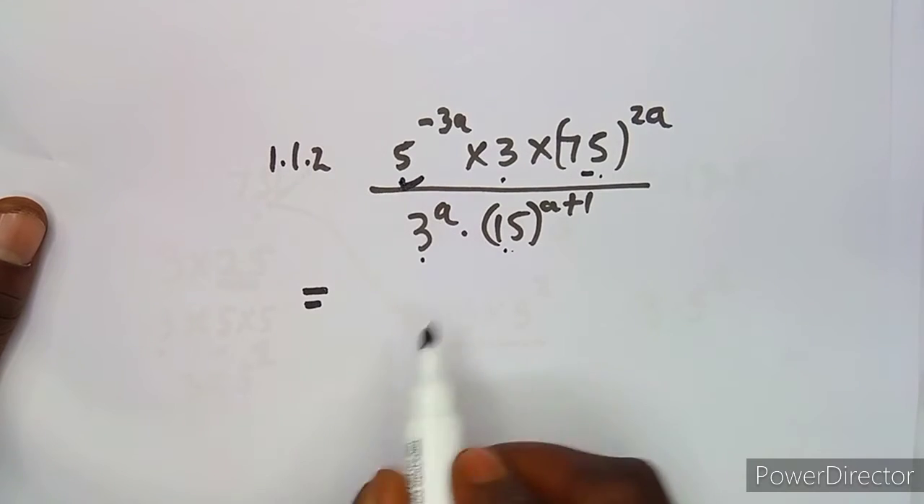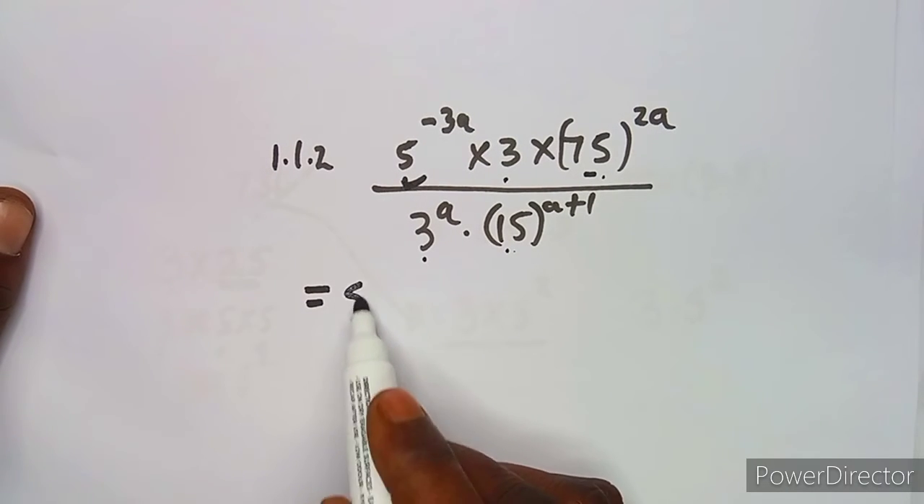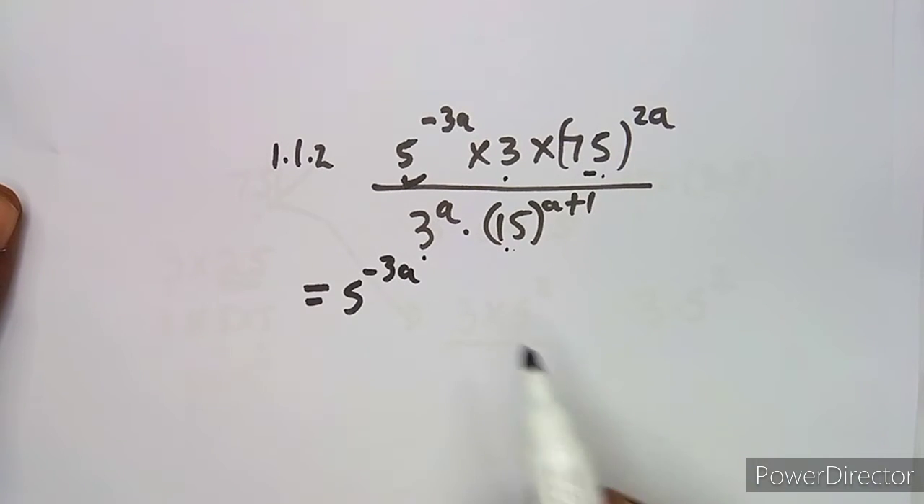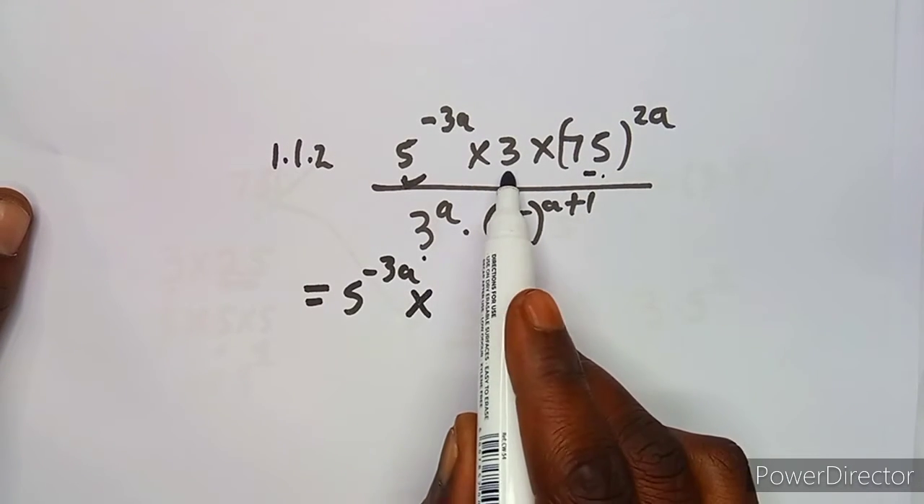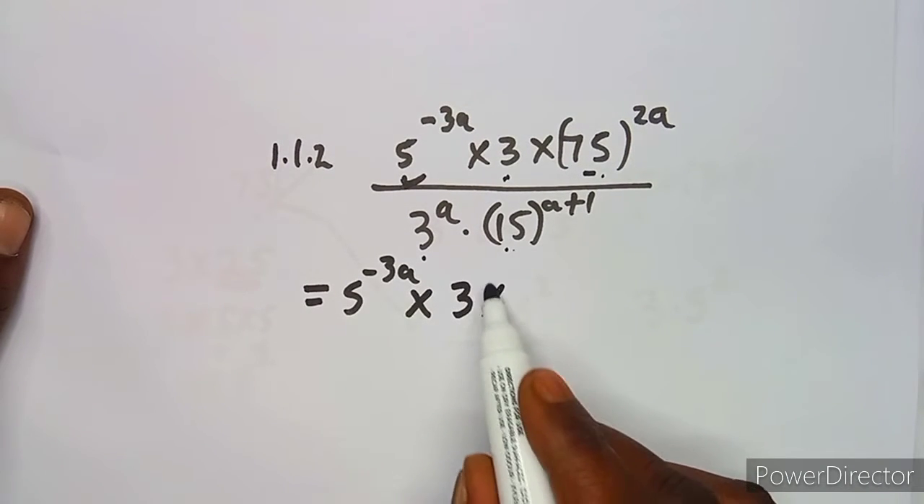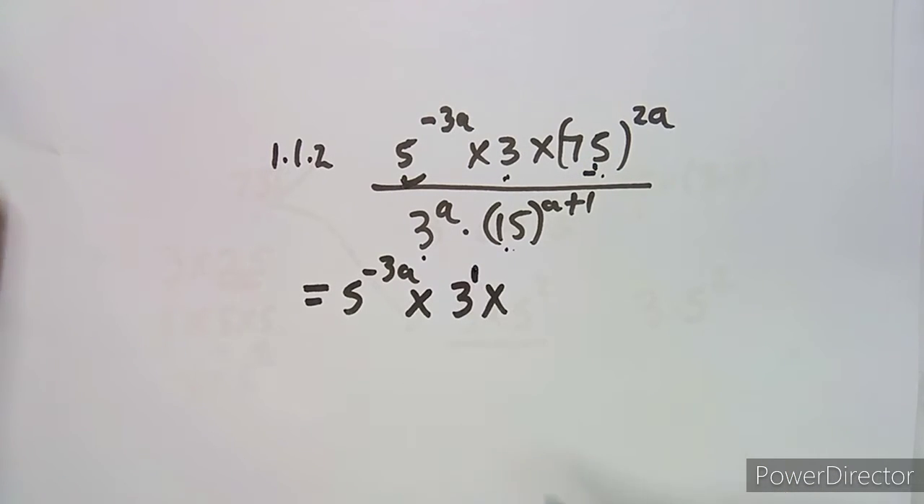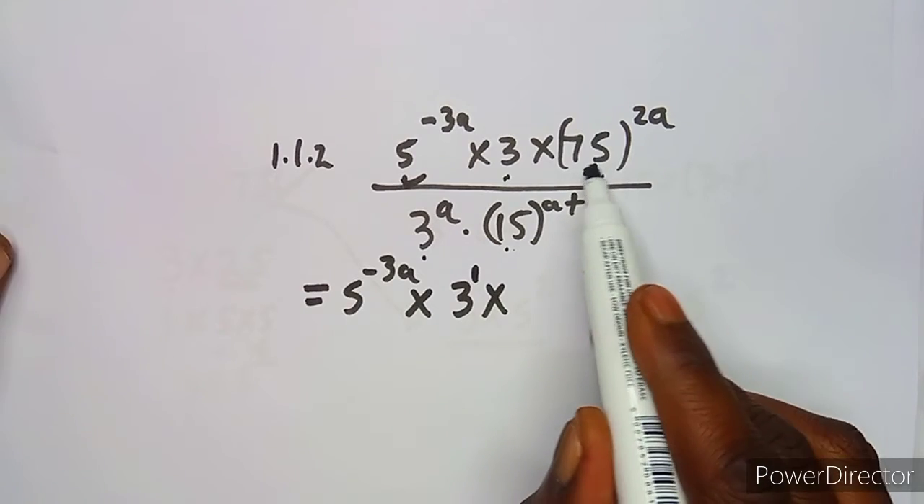5 is already in its simplest form, so I'm going to just remain as it is. So it's 5 to the exponent of 3 minus 3 over a, like this, okay, times 3 times this 75. So 3 is same as, in terms of exponents, 3 to the exponent of 1. This one has no effect.